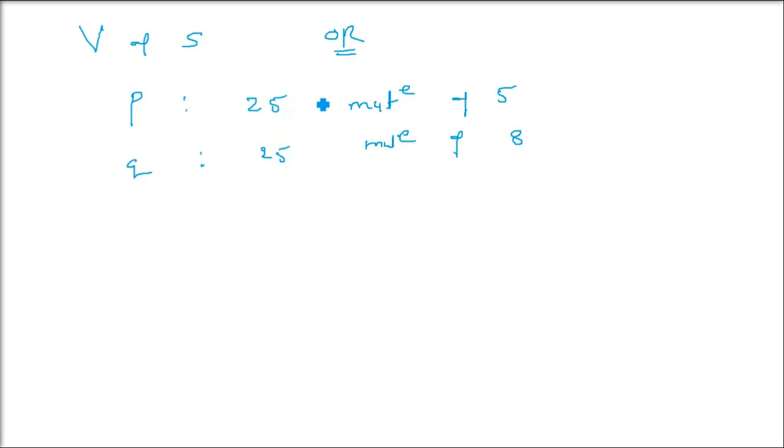So 25 is a multiple of 5. When we combine this, 25 is a multiple of 5 or 25 is a multiple of 8. You can combine like this. Now let us check the validity. Now 25 is a multiple of 5. Yes, true, absolutely true. 5 fives are 25. And 25 is a multiple of 8? No, it's absolutely wrong. It's not a multiple. So it's false.